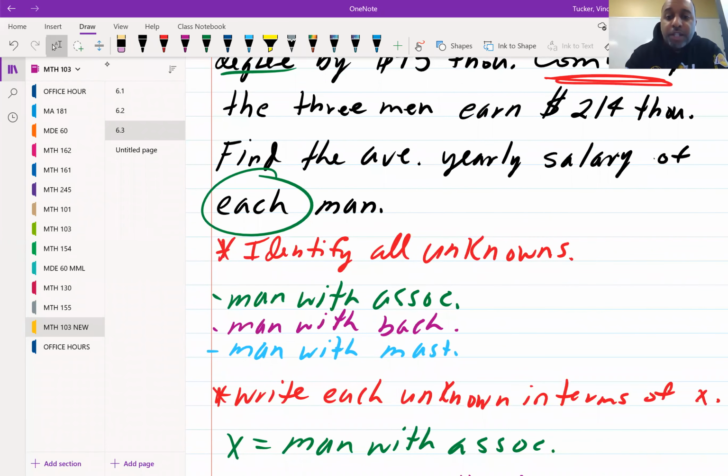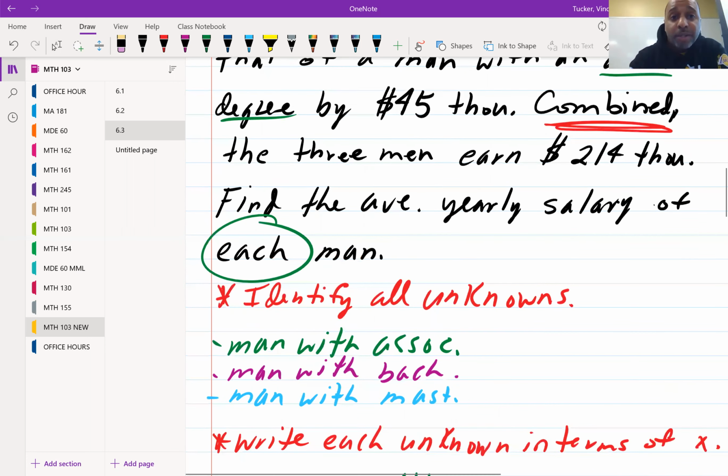Next, we want to write each unknown in terms of X. This is what I was talking about when I was going through the steps. What we do not want to do is call this one X, this one Y, and this one Z, because then I would need three equations in order to solve for X, Y, and Z. So I want to write all of them in terms of X. Each problem in this section will give you that scenario. You could have more than one unknown, but in each case, you'll be able to write it in terms of one variable. So let's go back and see how we can do that.